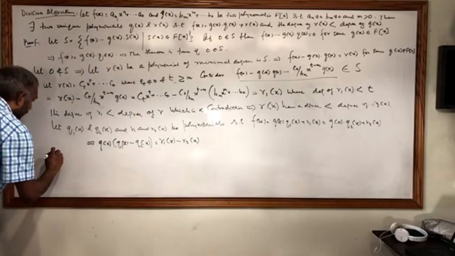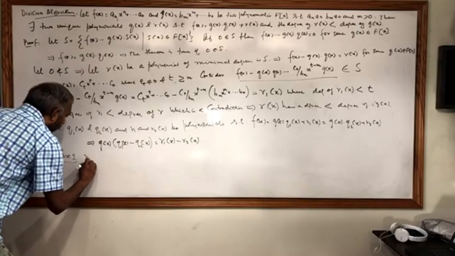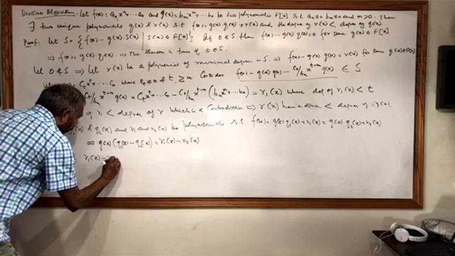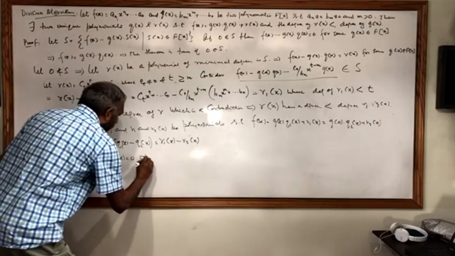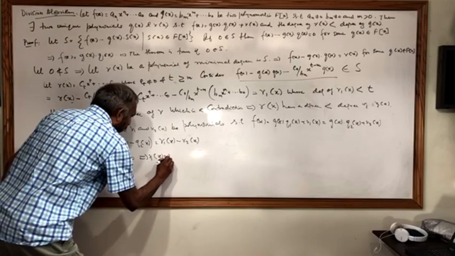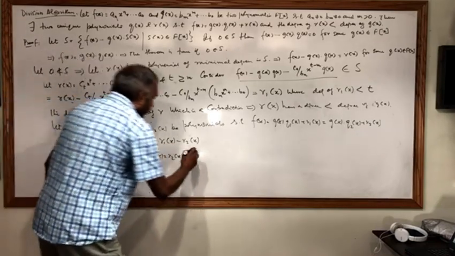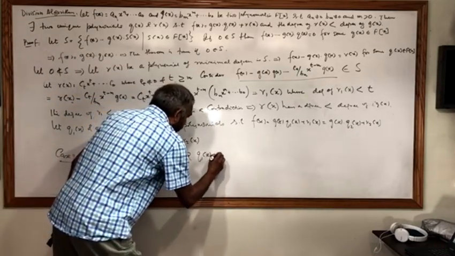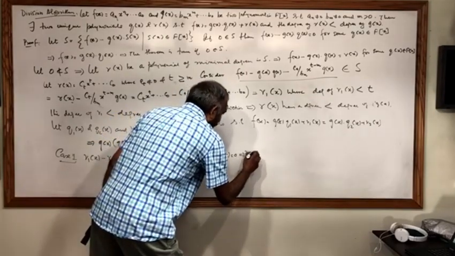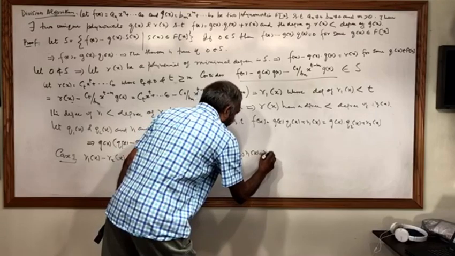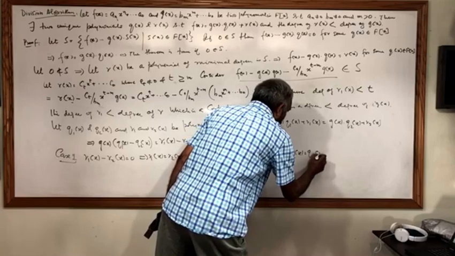Now there are two conditions. Case 1, r1 of x minus r2 of x is equal to 0, and that implies r1 of x equals r2 of x, and because this is 0, q1 of x minus q2 of x equals 0, and that implies r1 of x equals r2 of x and q1 of x equals q2 of x.